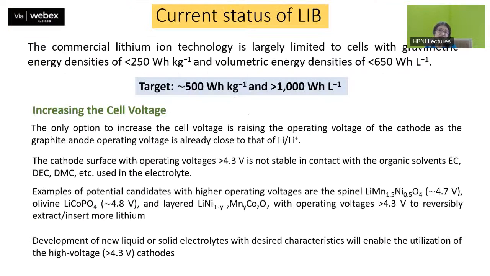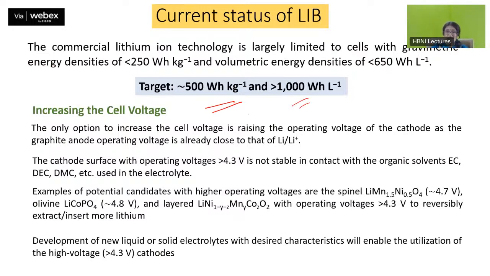So what is the current status of lithium-ion batteries presently? What we have right now in the commercial lithium-ion technology is limited to a gravimetric energy density of around 250 watt-hour per kg, and the volumetric energy density is around 650 watt-hours per liter. And what is the target? The target is high. So you have around 500 watt-hours per kg, and the volumetric capacity should be around 1000 watt-hours per liter. So how do you do that?